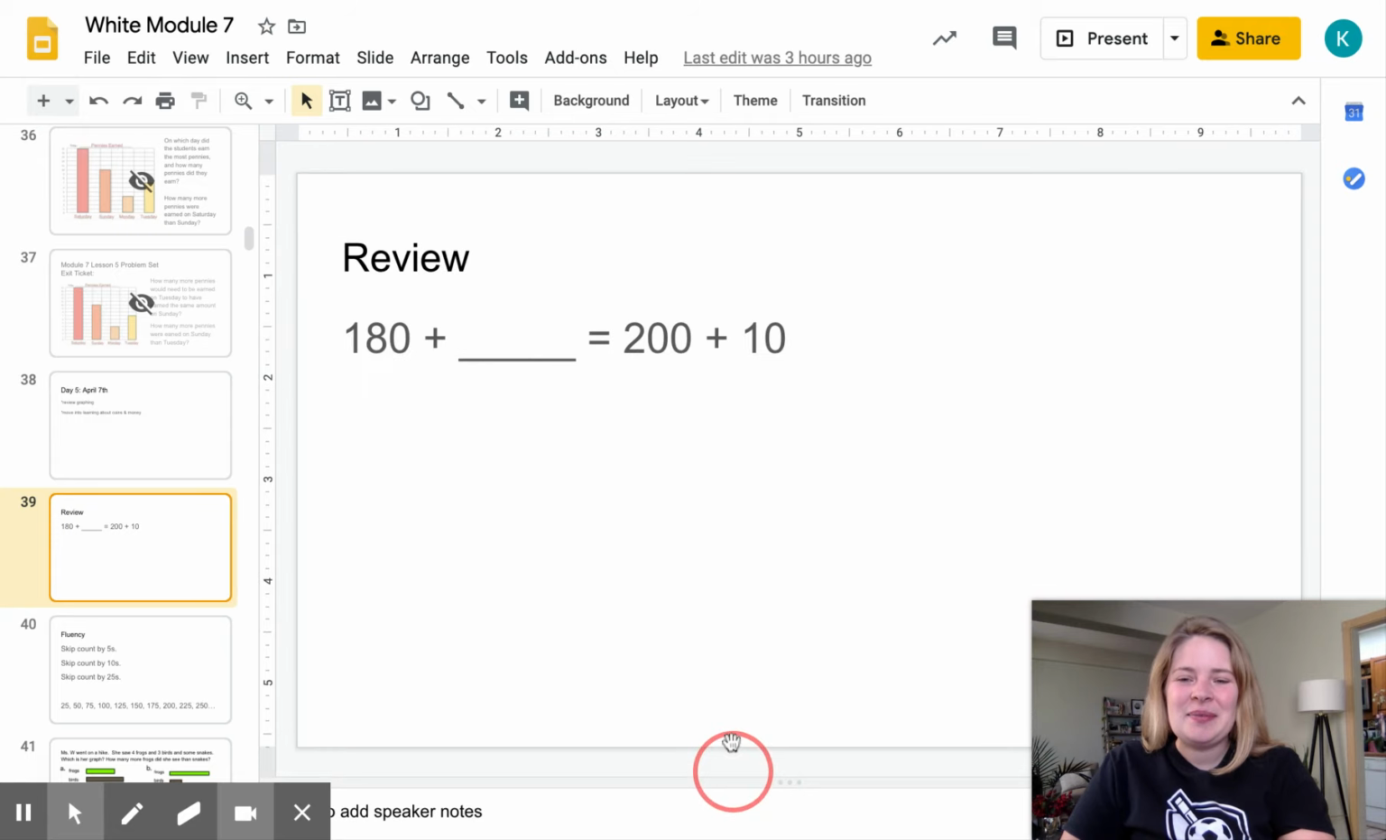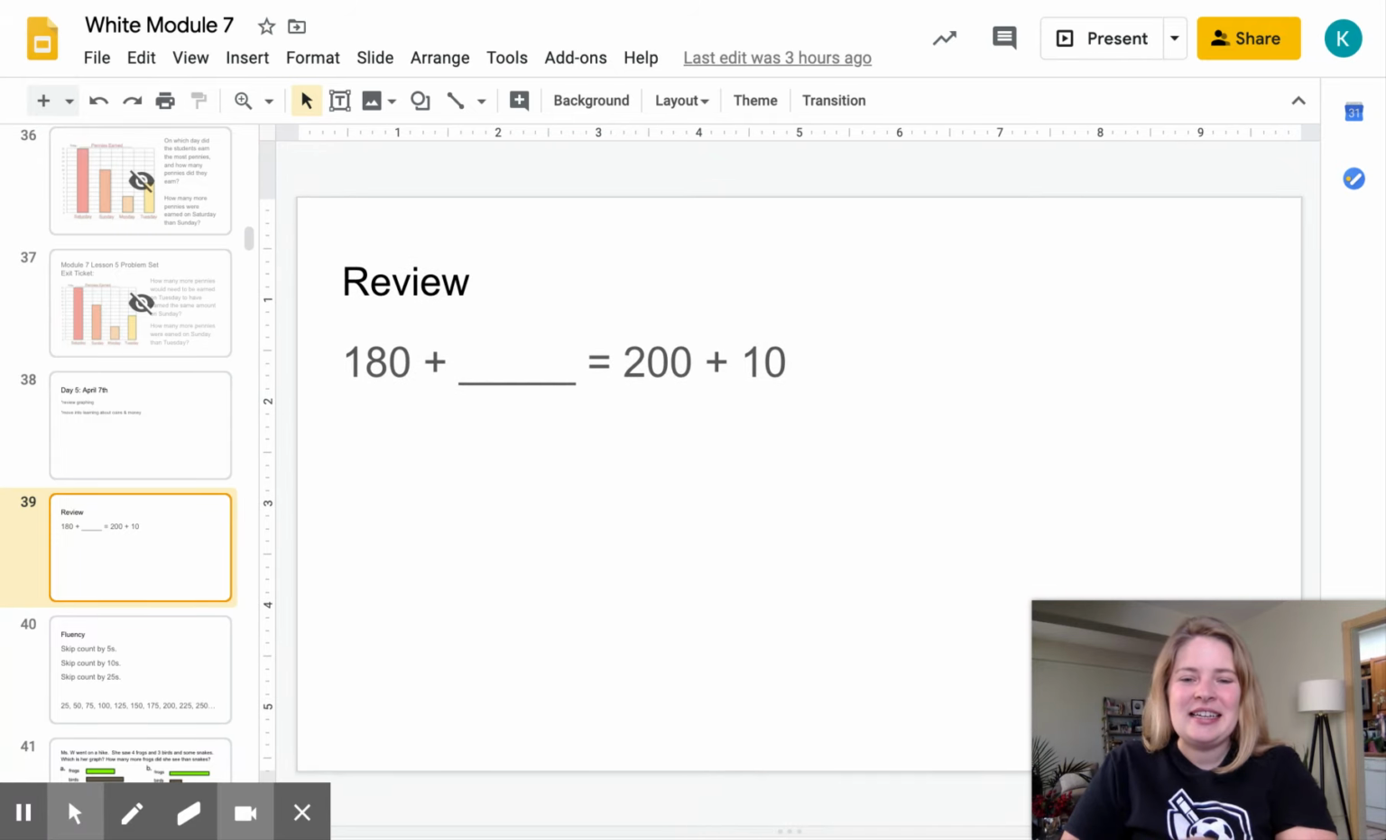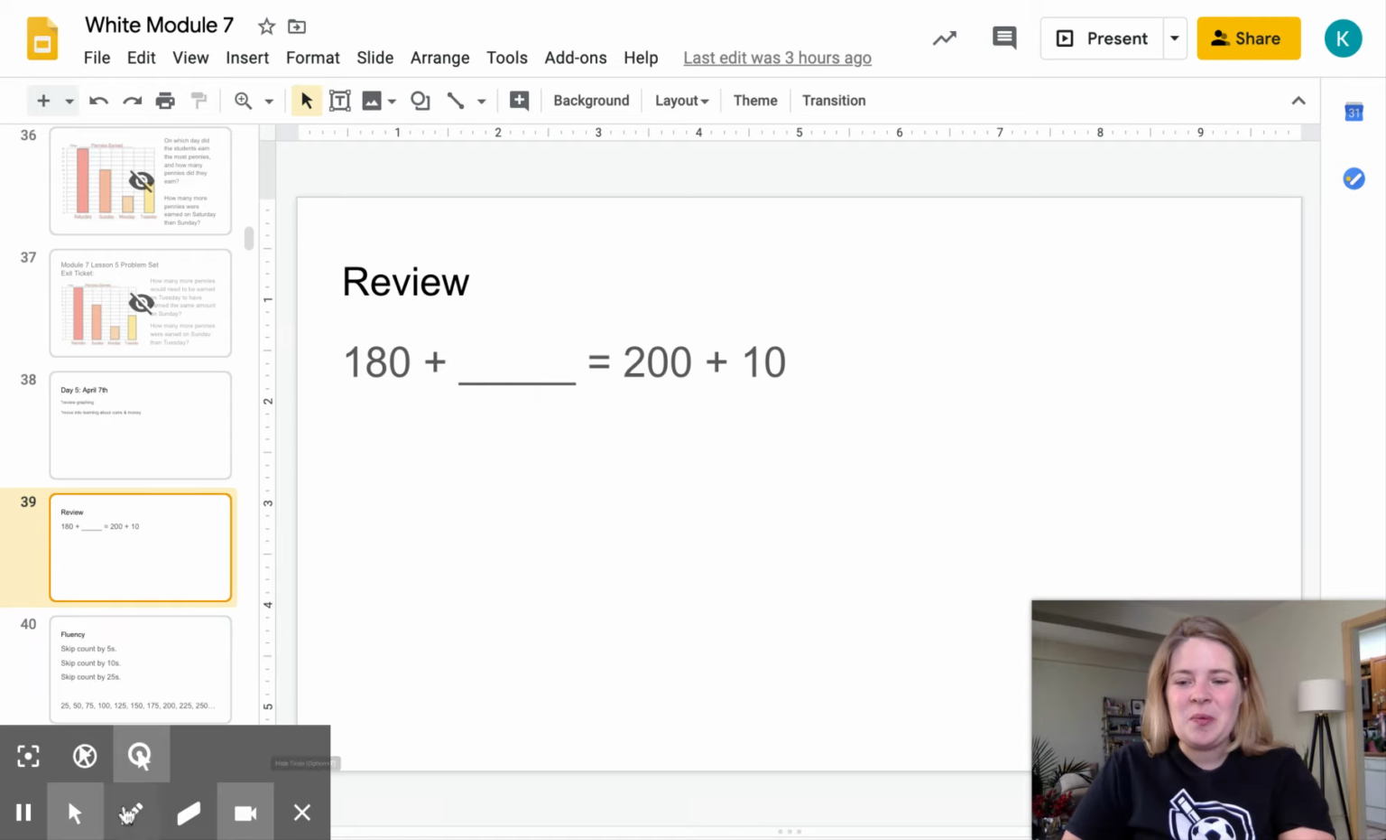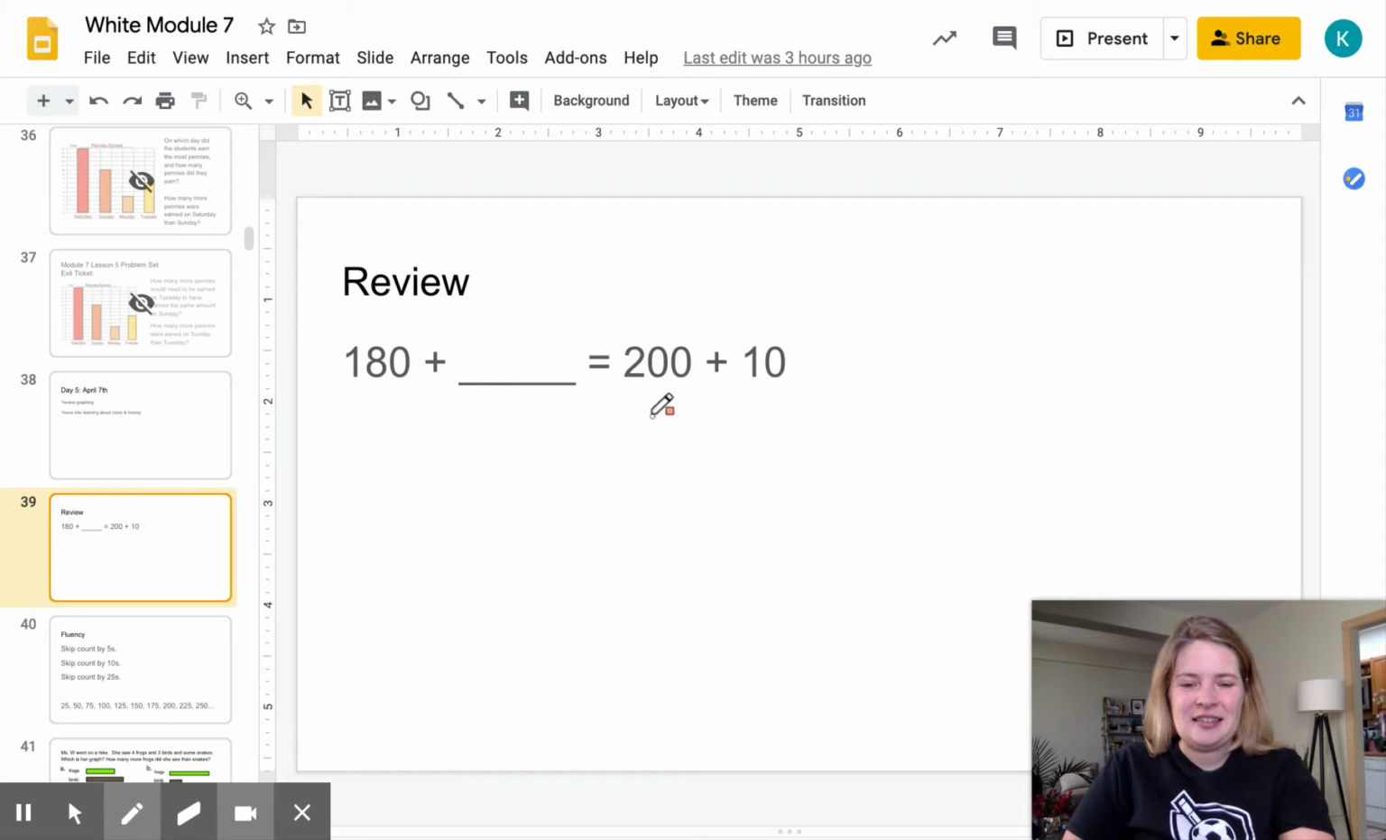180 plus blank equals 200 plus 10. Let's start with the side that we know. We know that 200 plus 10 is going to be 210. Pretty simple. We have 200, we add 10. So we get 210.